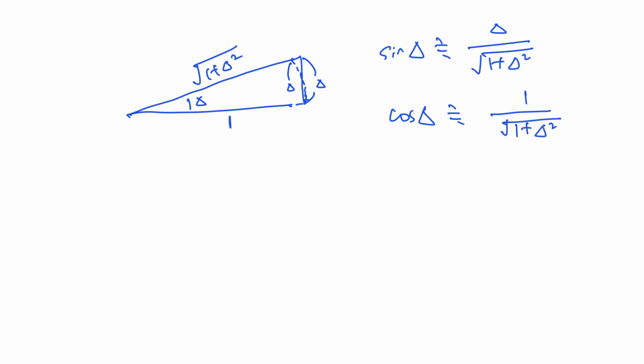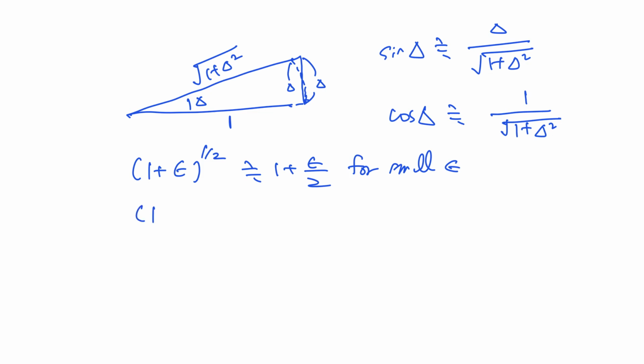Also, Newton made another simple approximation. Epsilon to the 1/2 is approximately 1 plus epsilon over 2 for small epsilon. And this formula is very useful if you remember that. Maybe you can check. 1 plus 0.1.